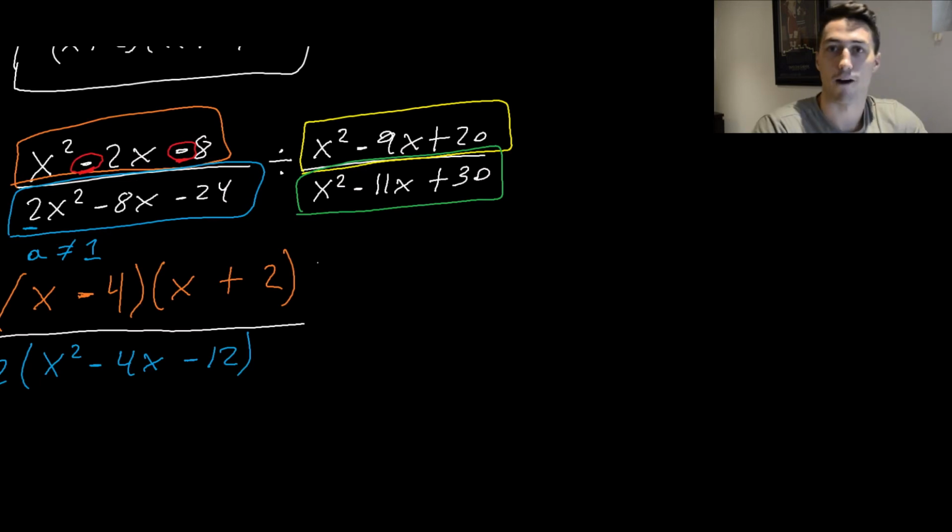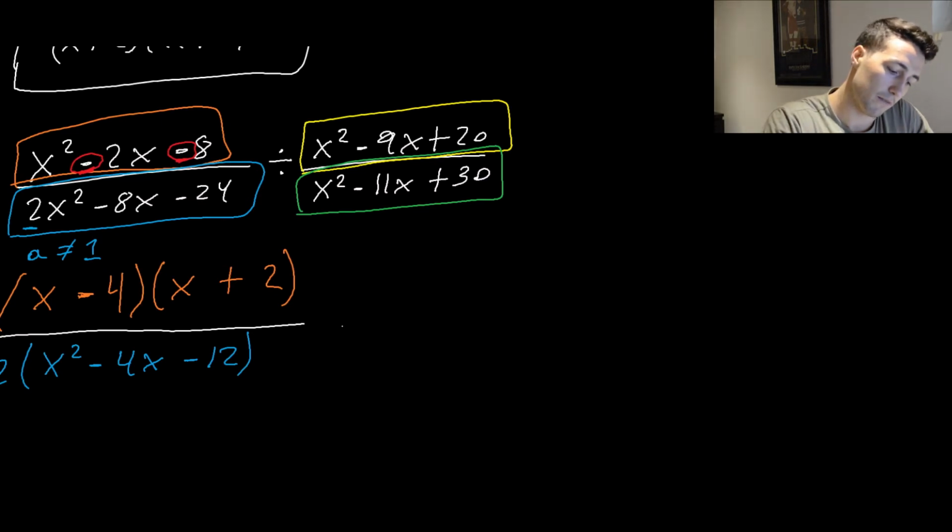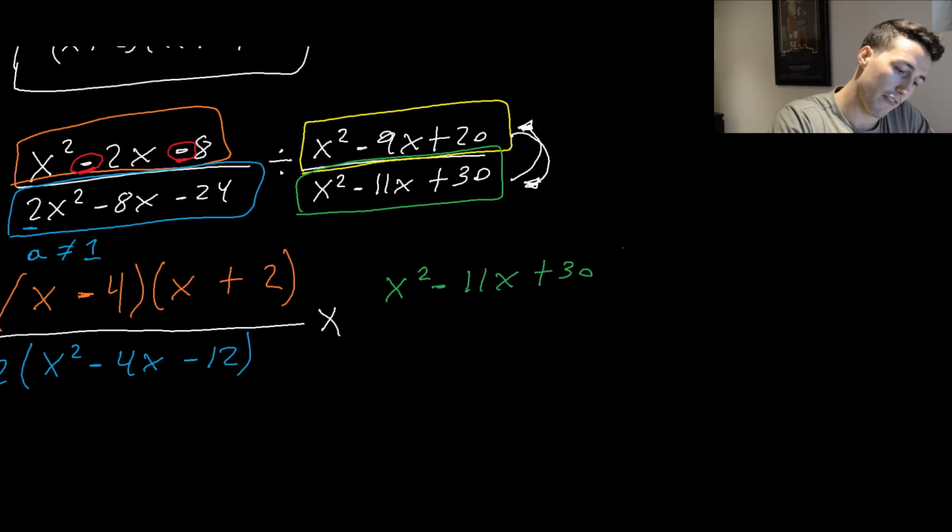If we're dividing fractions, you might have heard your teacher say multiplying by the reciprocal. So when you're dividing fractions, all we're going to do is multiply and switch these two terms. So on top we're going to have, instead of x squared minus 9x plus 20, this green term. So we're going to have x squared minus 11x plus 30, and that's going to be divided by x squared minus 9x plus 20. I should do it in yellow. x squared minus 9x plus 20.